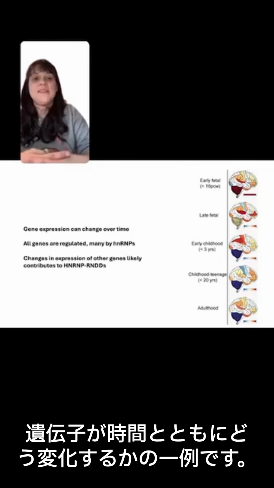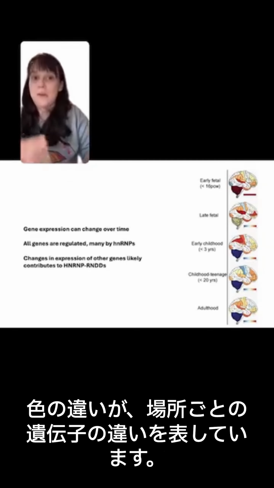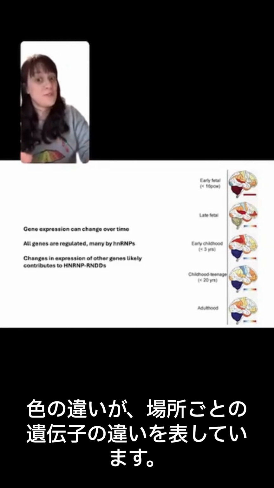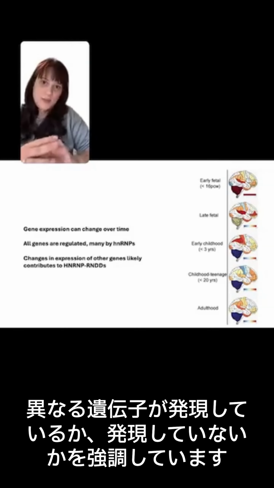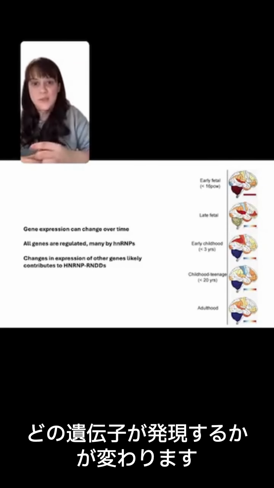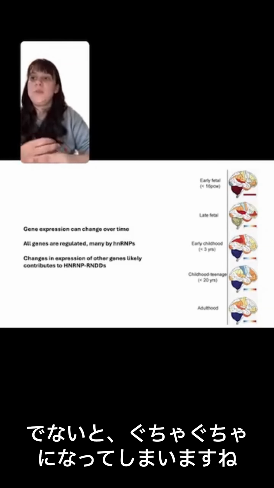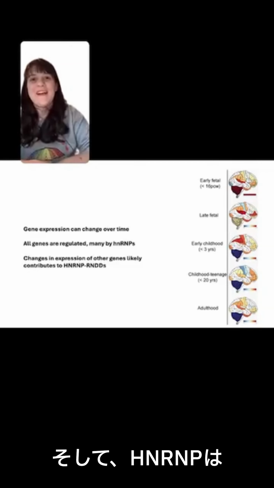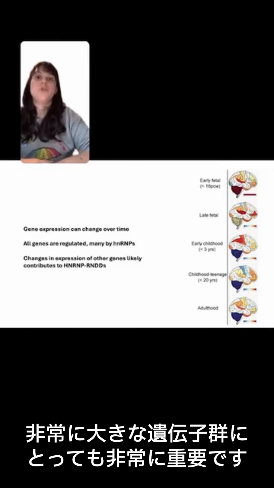And this is an example of how genes change over time. This is looking at different levels of brain development, and it doesn't really matter what it looks like, but you can see there are different colors in different places. That's just highlighting that there are different genes being expressed or not expressed. Depending on whether there's an HNRNP available in that particular cell, that will change what genes are going to be expressed. All genes are regulated in some manner, otherwise it would just be a free-for-all. So the HNRNPs are really critical, not just for the HNRNP family, but for a really large group of genes.